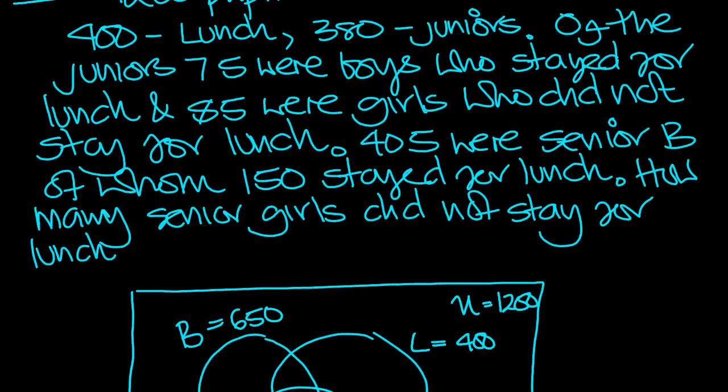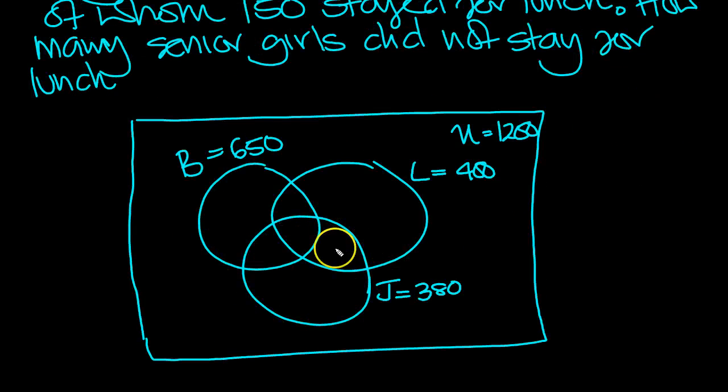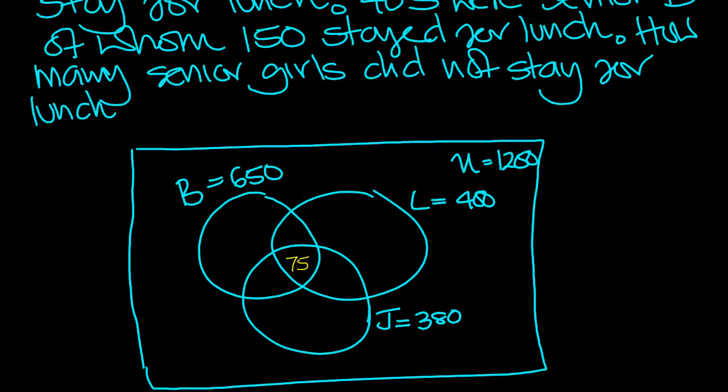Of the juniors, 75 were boys who stayed for lunch. So they're boys and juniors, so it has to be in the overlap, and they did stay for lunch, so it goes in there. Okay, that's that one.